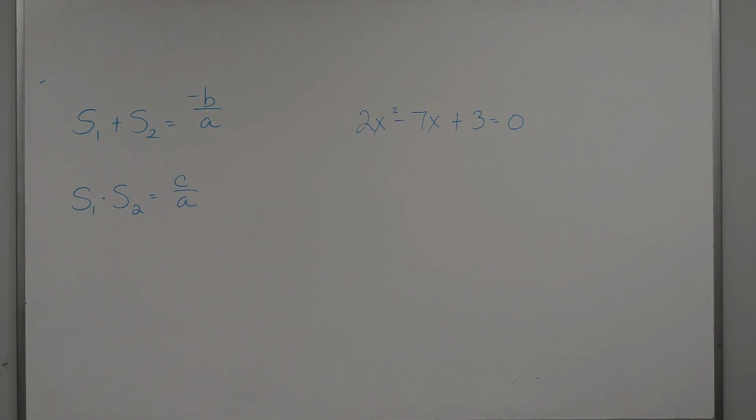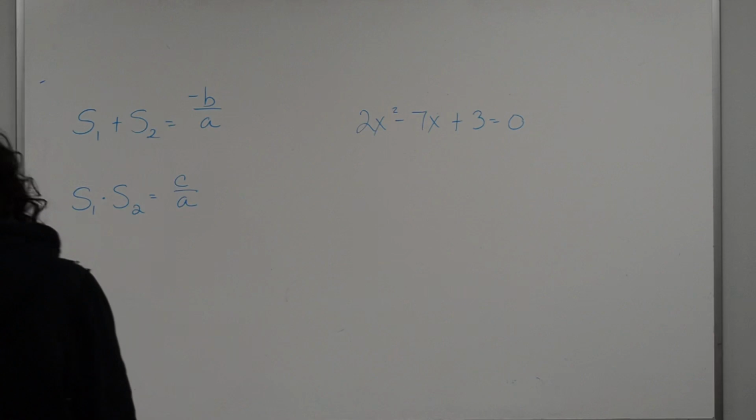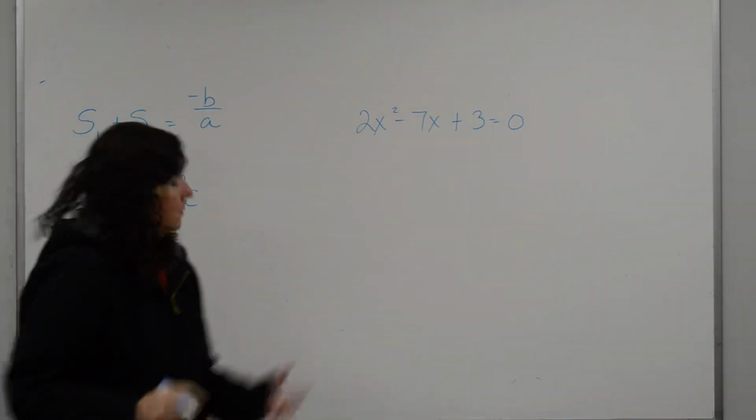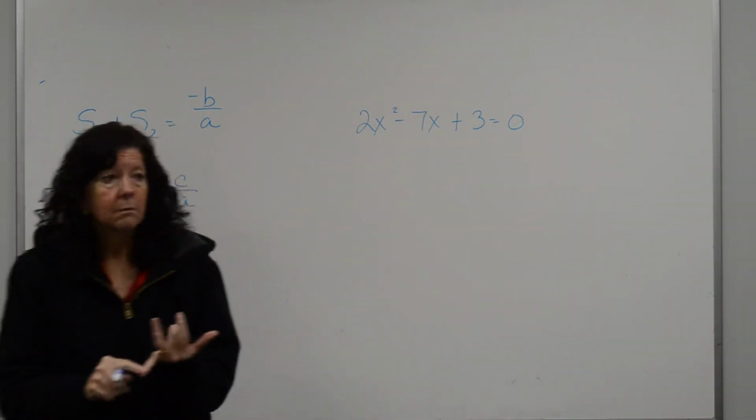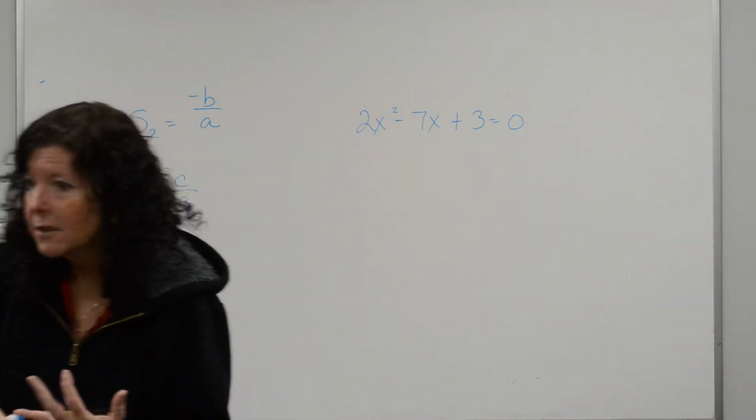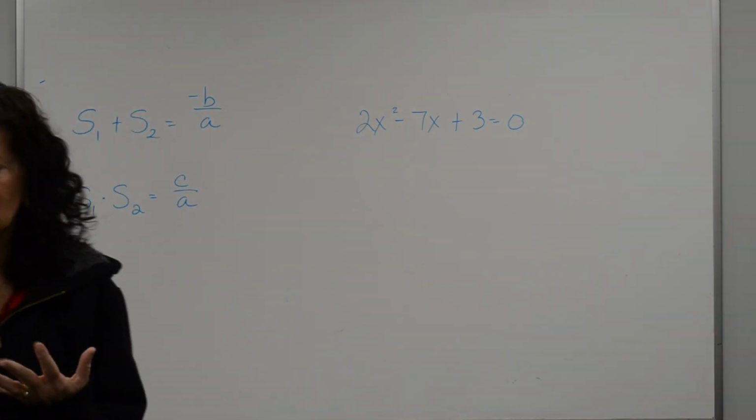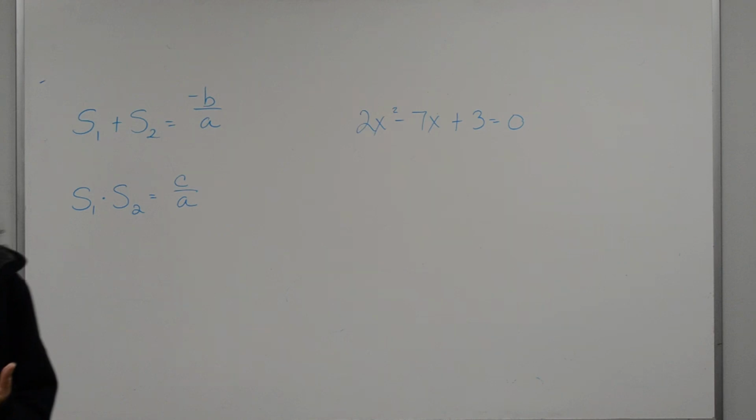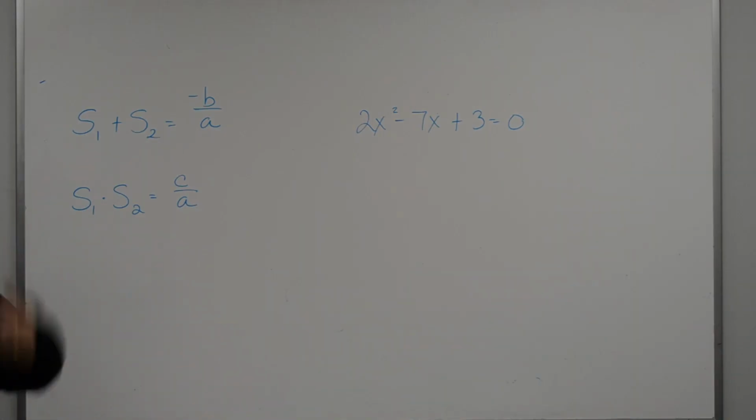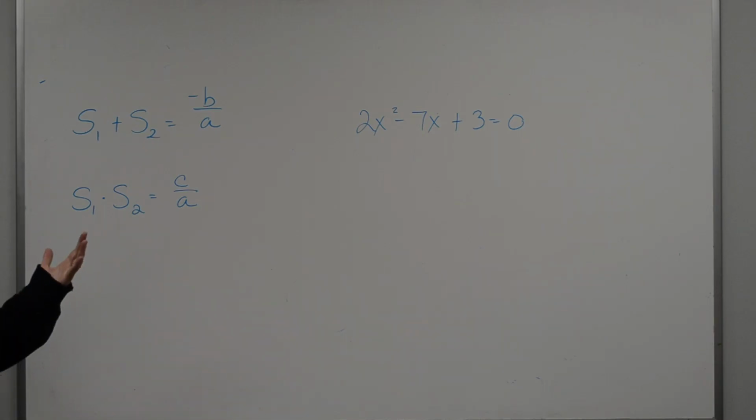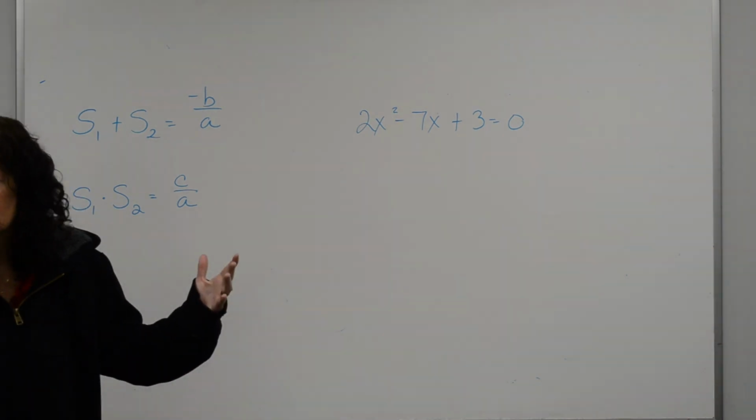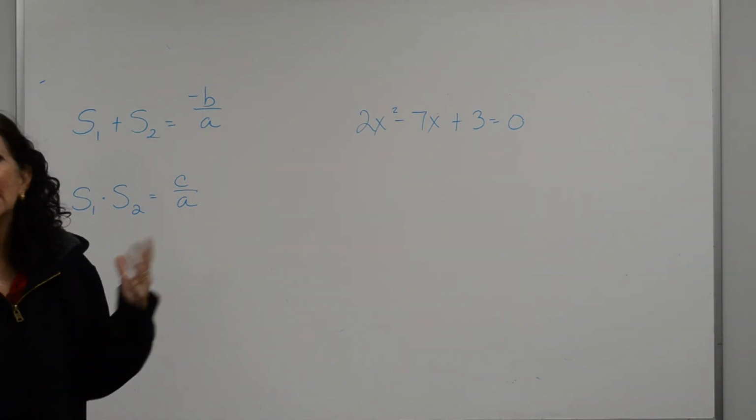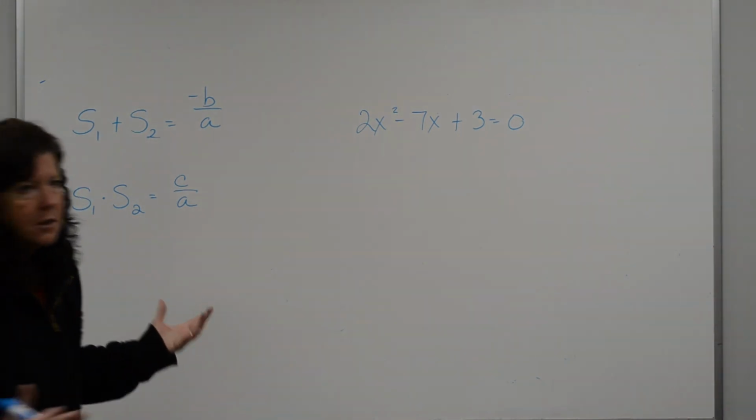And your choice is: you can graph it and solve it. You can factor it and solve it. You can complete the square and solve it. Or you can use the quadratic formula and solve it. That's your choice, okay? It's not saying which way you have to do it. So now is your opportunity to choose whichever way you like to do it best.